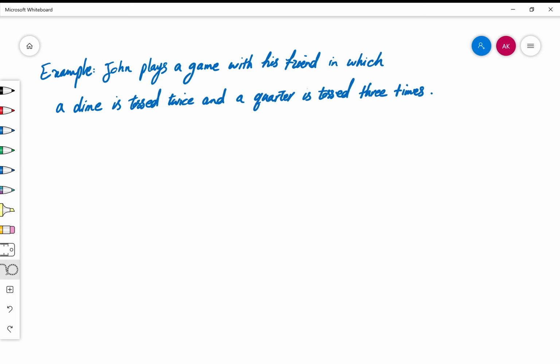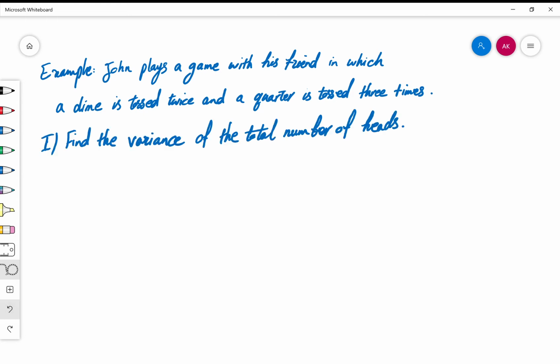In this video, I will do an example for the variance of linear combinations of two independent random variables. The question is a word problem and it goes like this. John plays a game with his friend in which a dime is tossed twice and a quarter is tossed 3 times. Then the question asks, find the variance of the total number of heads.